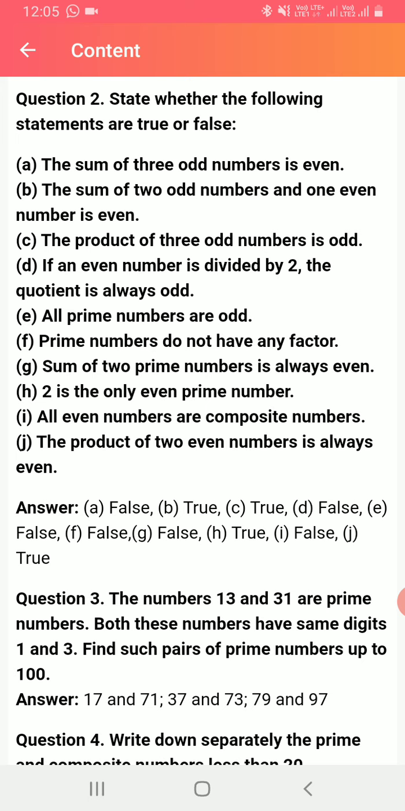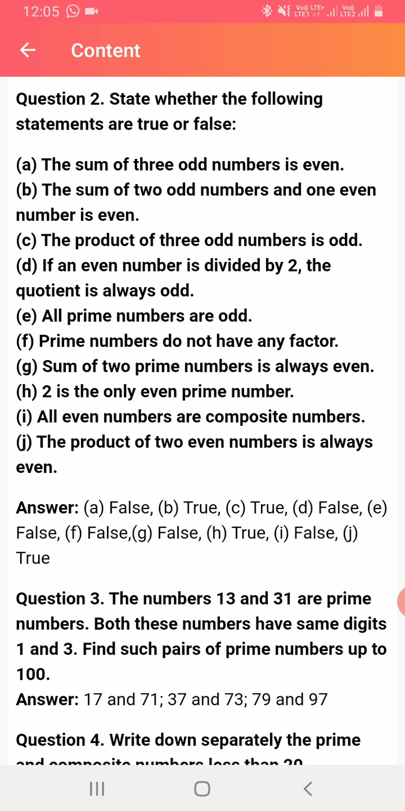F. Prime numbers do not have any factor. False, because prime numbers have factors. The factors are 1 and the number itself. Question G. Sum of two prime numbers is always even. It is false. When you add two prime numbers, it is not necessary that it should be even always.